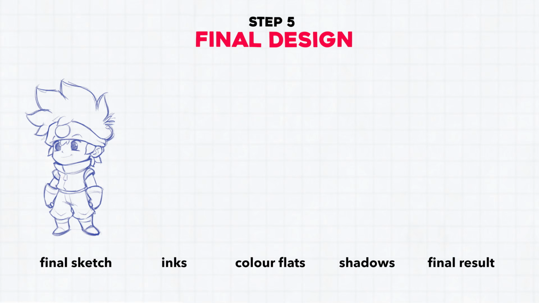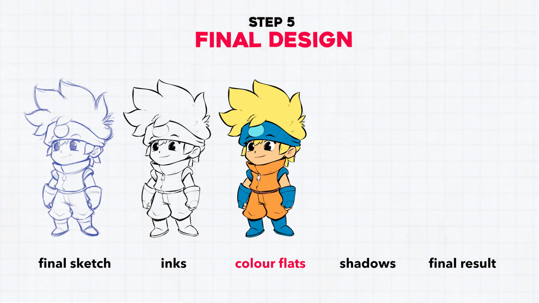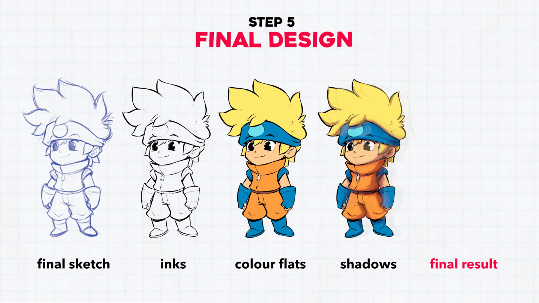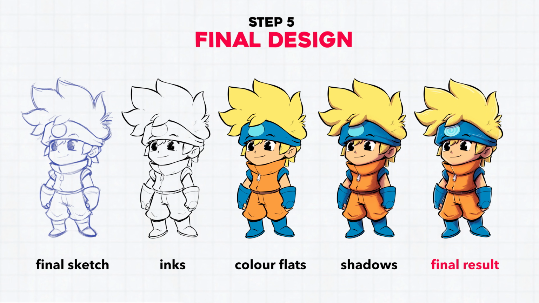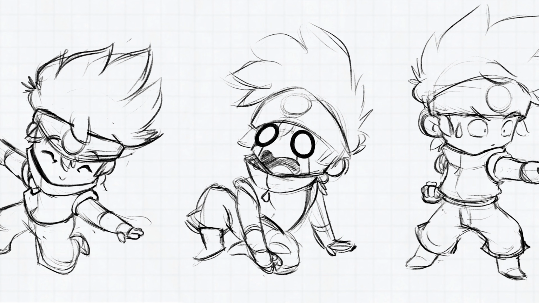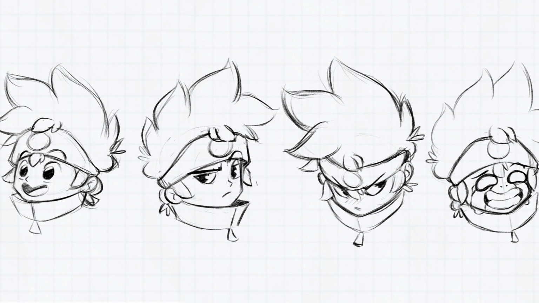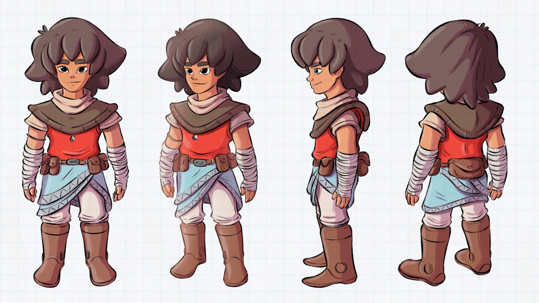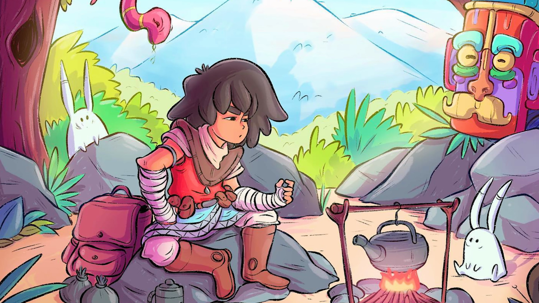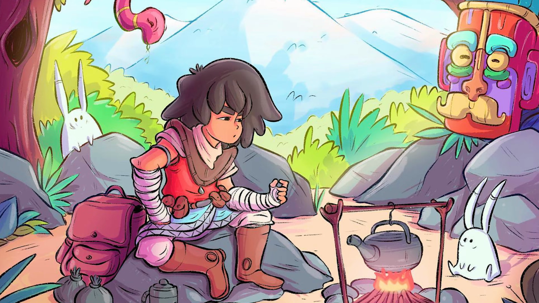Once I'm happy with this, for a 2D character design, I simply ink it, color it with flats, and then add shadows, and I have a good initial design. I can go on from here to draw multiple poses of the character to explore the character even more, expressions, and then even put it in a story illustration to give it more vibe and setting and all that stuff. So that's how I design characters, folks.